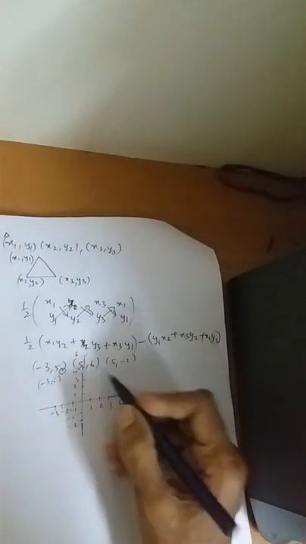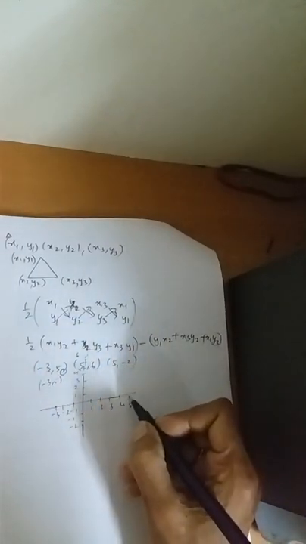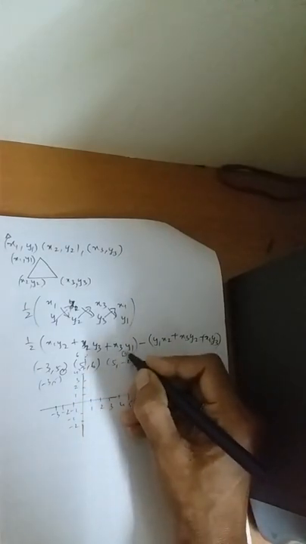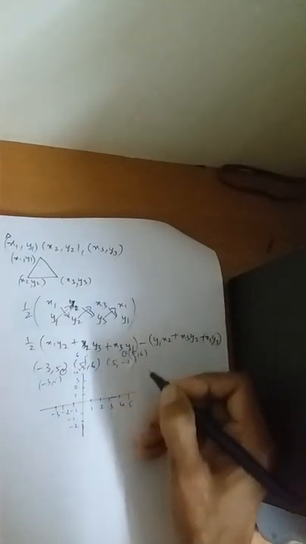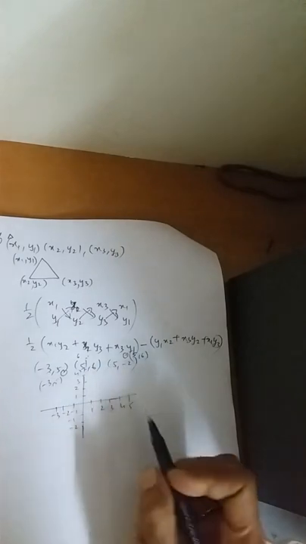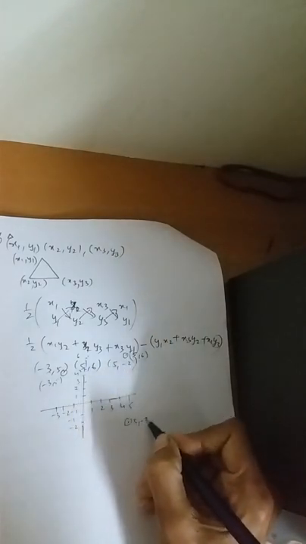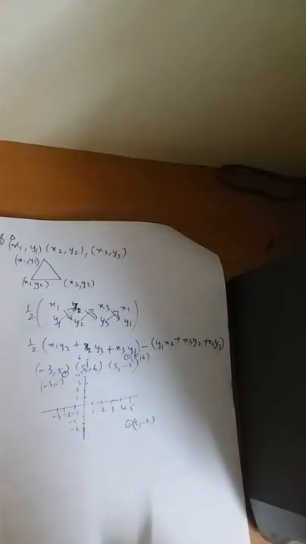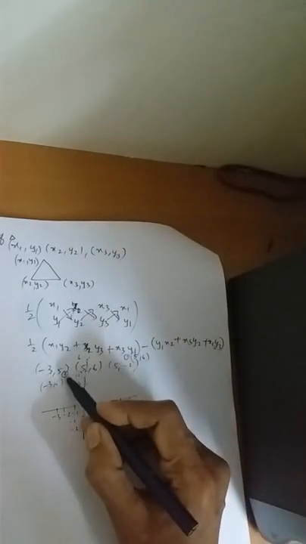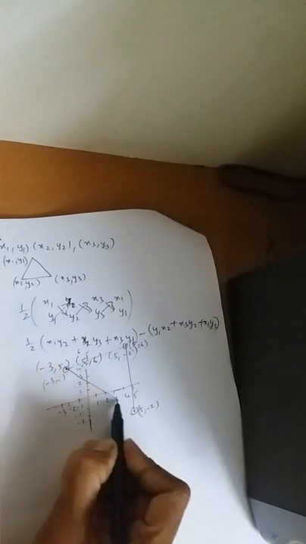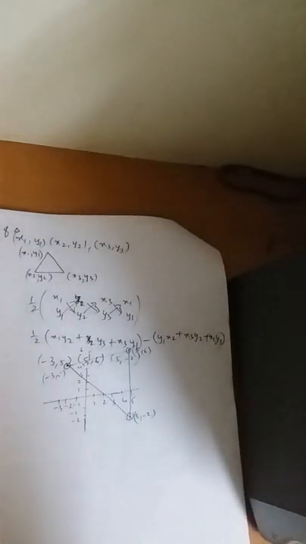The next point you have is 5, 6. 5, 6 will be in the first quadrant, so somewhere over here. This is your 5, 6. The third point you have is 5, minus 2. 5, minus 2 will be here in the fourth quadrant. This is your 5, minus 2. And then you will join these three points to get a triangle. This is how you are getting the triangle.